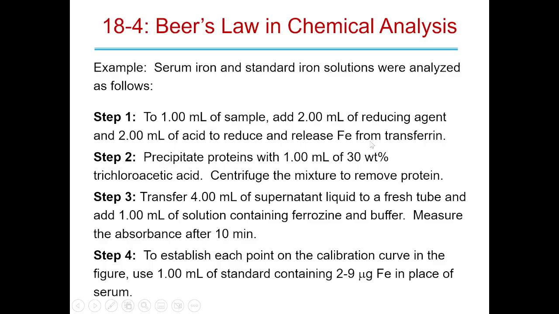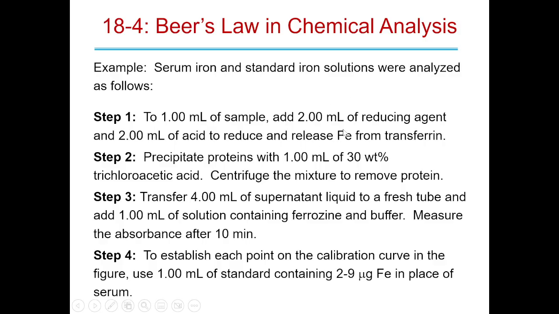So serum iron and standard iron solutions were analyzed as follows. So here's the steps to analyzing these. Step 1 is to add 1 milliliter sample, add 2 milliliters of reducing agent, and 2 milliliters of acid to reduce and release the iron from transferrin. Notice that's that step where we get the iron from transferrin, right? And we reduce it all to the same form, which is the iron 2+.